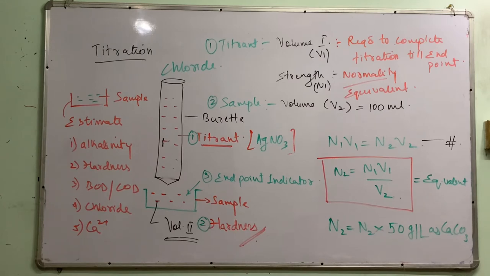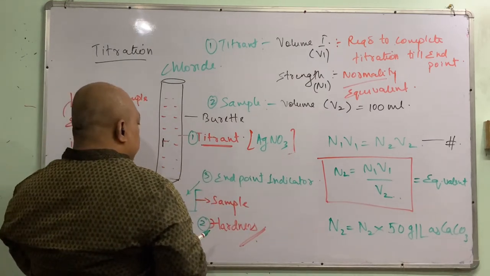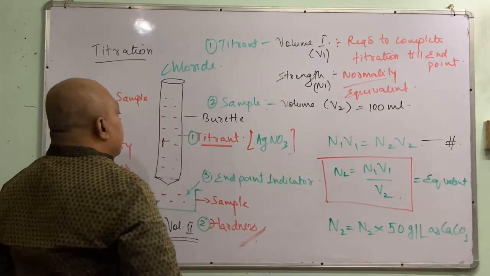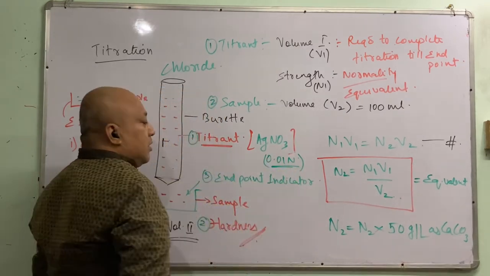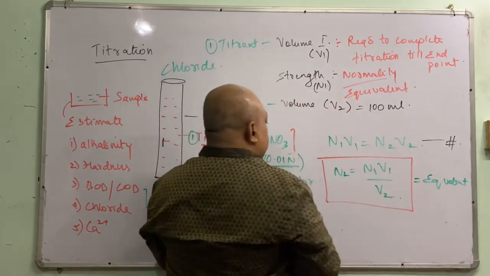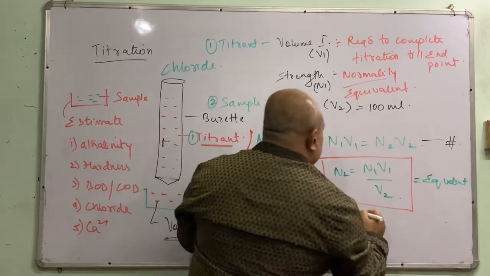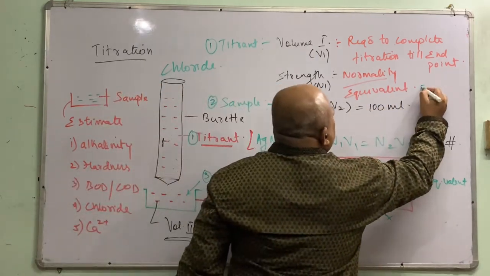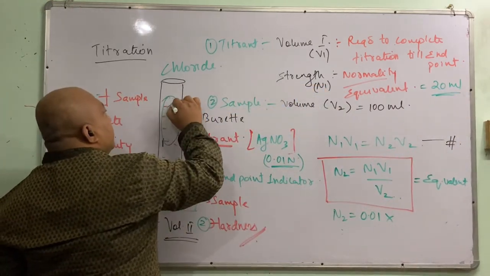So the silver nitrate will be used, and then at the end point, you want to find how much chloride is over here. Say this one you are using is 0.01 normality, say for example. So the calculation strength will be N2 is equal to, what is N1? That is 0.01 is the strength. How much V1 is consumed? Let's say the V1 consumed is around 20 ml of the sample for chloride.